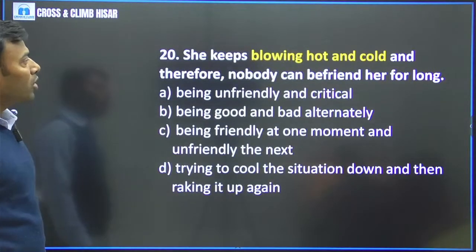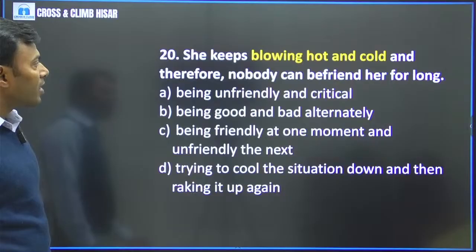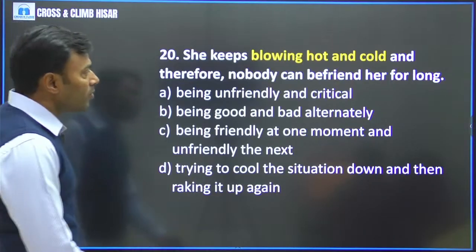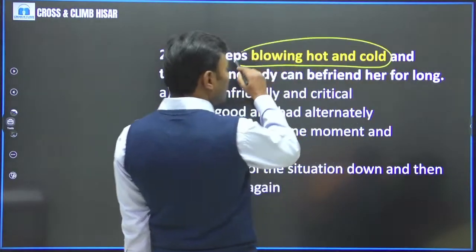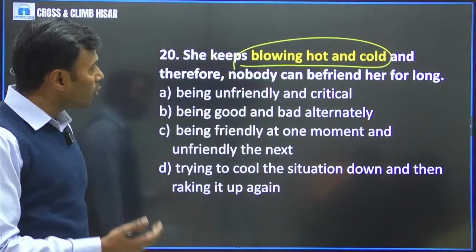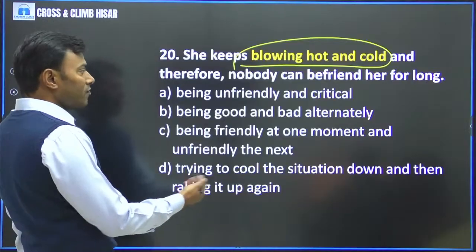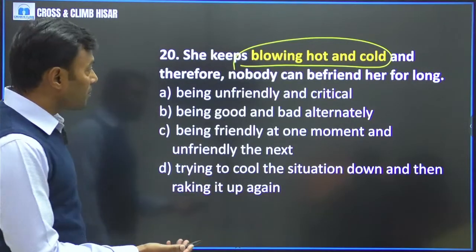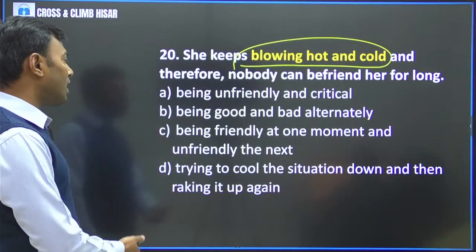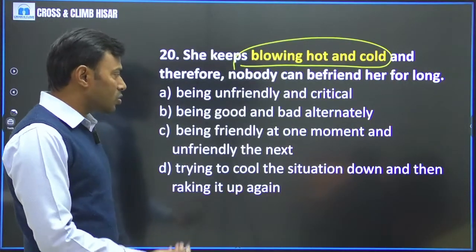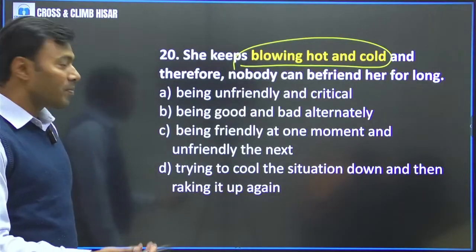She keeps blowing hot and cold and therefore nobody can befriend her for long. Why is nobody going to become her friend for a long time? Because she keeps blowing hot and cold. If somebody is blowing hot and cold, it means being unfriendly and critical, or being good and bad alternately, or being friendly at one moment and unfriendly the next, or trying to cool the situation down and then raking it up again.